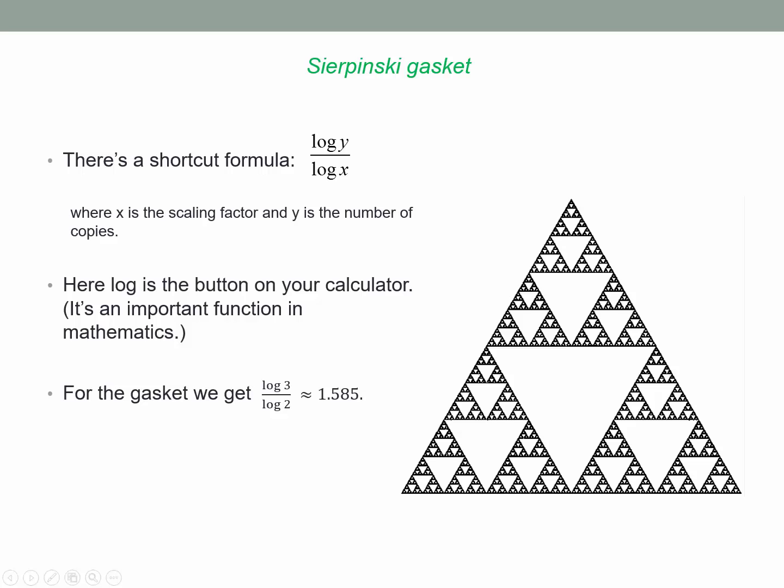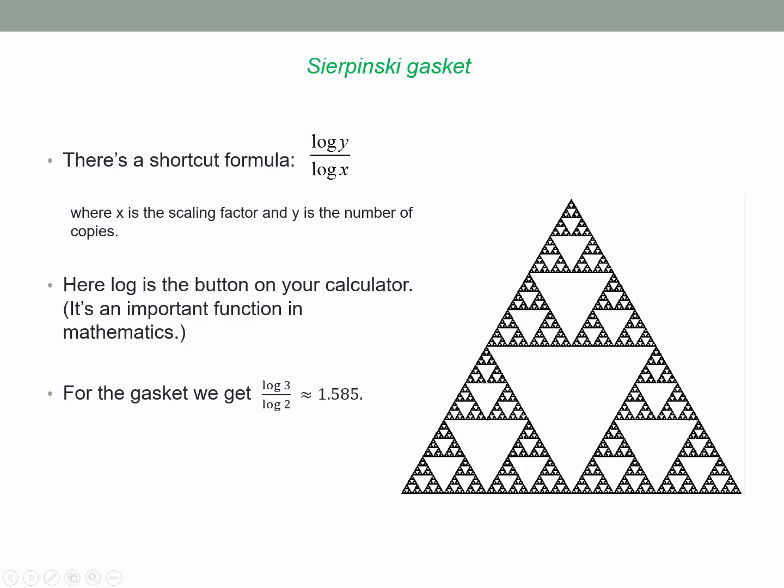If we try that here using the number y equals 3, that's the number of copies, and the number 2 for x, the scaling factor, then we're going to get log 3 divided by log 2, and when you punch the buttons on your calculator and work that out, it's a little bit bigger than 1.5. It's about 1.585. That is said to be the similarity dimension of the Sierpinski gasket.